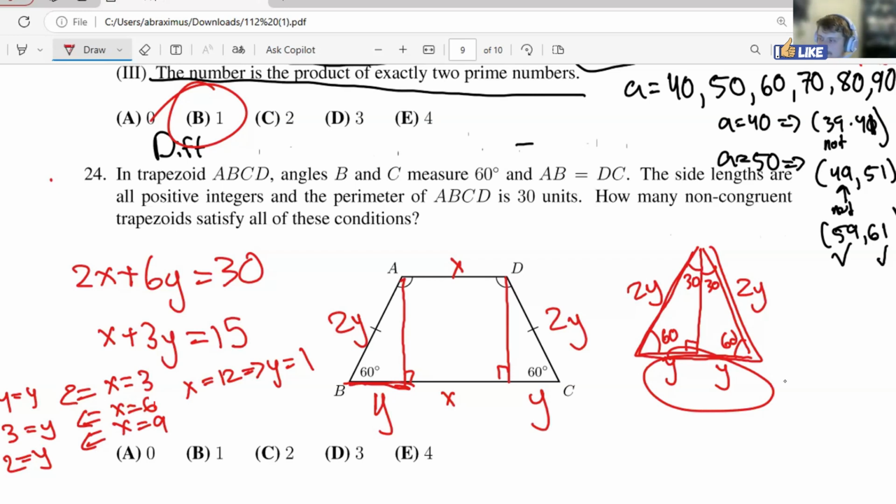Serena, do you have a question? Why can x only be multiples of 3? 15 is a multiple of 3, right? Yeah. And 3y is a multiple of 3? Yeah. And if I add something that's not a multiple of 3 to a multiple of 3, am I going to get a multiple of 3? Oh, I understand now. You're not going to get a multiple of 3. Great question.